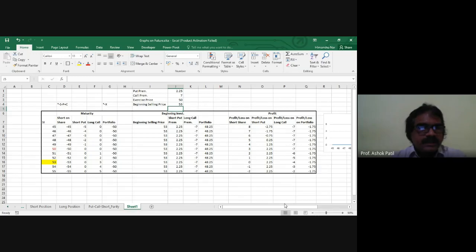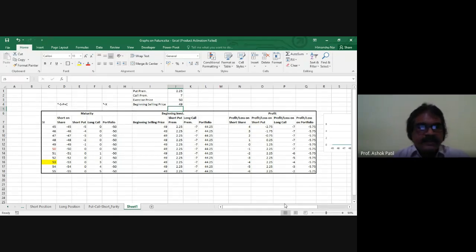Say the J column is your beginning investment. The L column is telling you the portfolio investment. In this case, 48.25 is your portfolio investment. 50 is fixed, 50 is not changing. You change anything there now. Take a random thing and write 49 over there, beginning selling price. Now you can see that your investment has decreased to 44.25, but your output is not changing from minus 50. It is the same.